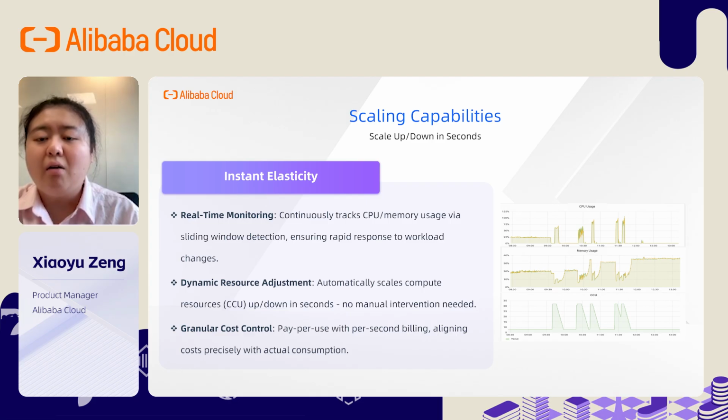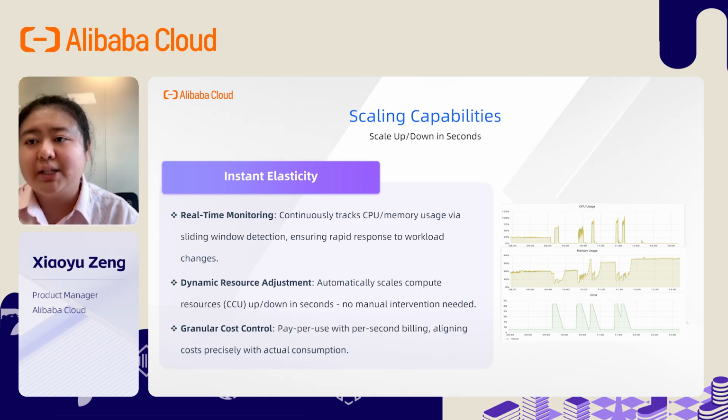So here is how our serverless capability works. The system continuously monitors CPU and memory usage through sliding window detection. When thresholds are breached, it automatically scales up or down within seconds. Whenever the scale happens, the billing will align immediately. So the whole procedure has no manual intervention, no wasted resources during off-peak times, and the resource elasticity directly translates to cost efficiency.